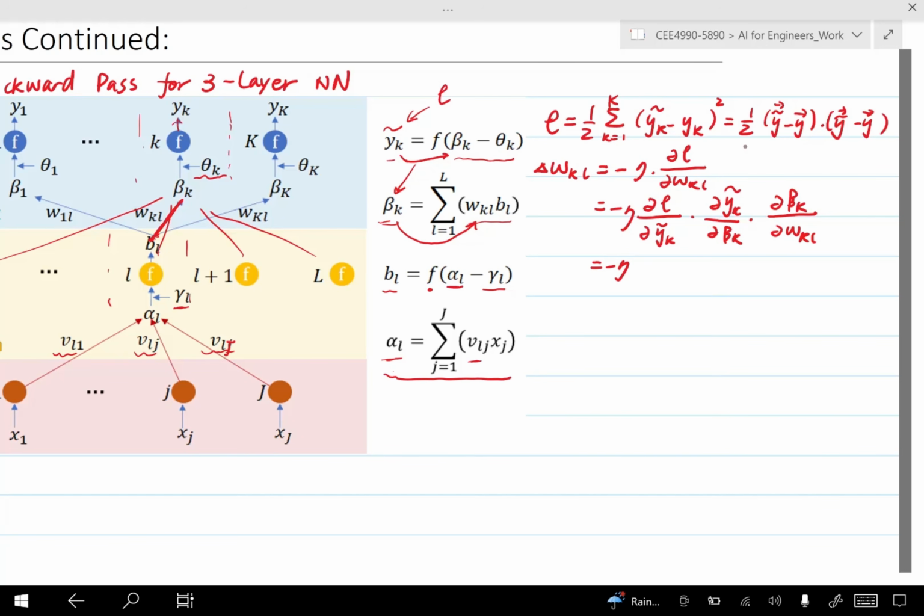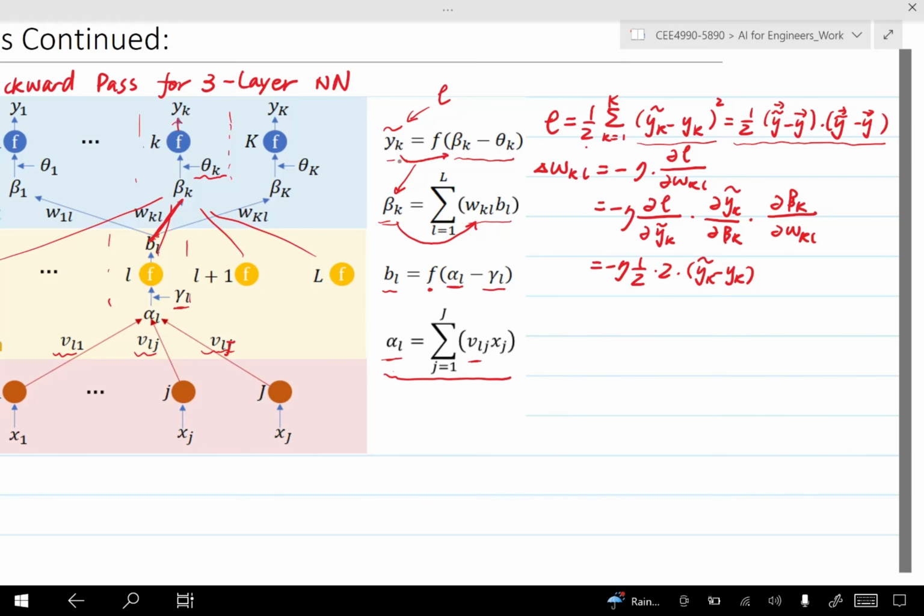You have the function here, right? Or here. Can you do it? There's a 1/2 here. Just copy it down. And this is the second power. The derivative of the second power will become 2 times it, right? Then 2 times yk tilde minus yk. Then it's done. Next, let's take a look at the derivative of yk tilde with respect to beta k.